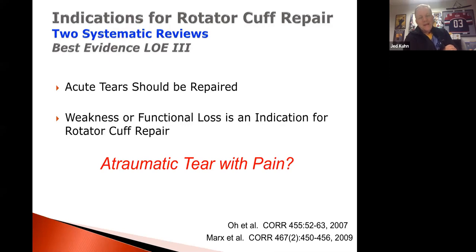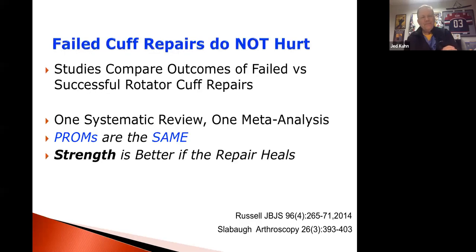But pain is not clear. The atraumatic cuff tear with pain is not clear. Next slide. There's some other evidence to suggest that non-operative treatment may be helpful.